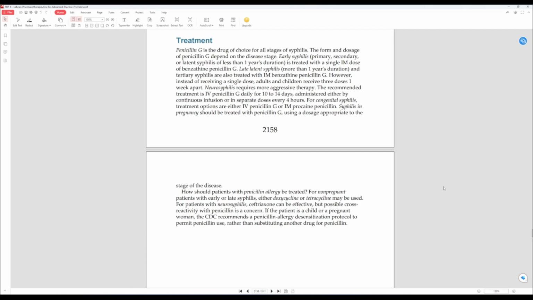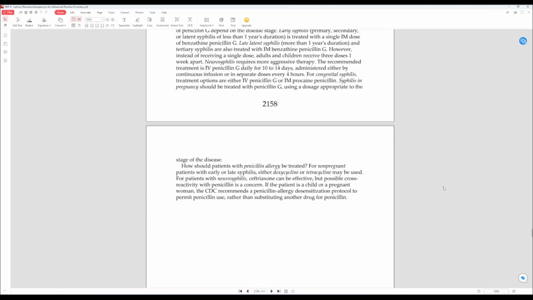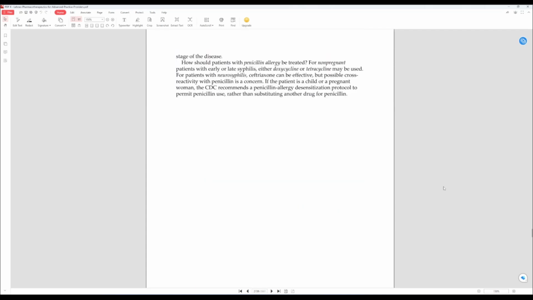For congenital syphilis, treatment options are either IV penicillin G or an IM procaine penicillin. Syphilis in pregnancy should be treated with penicillin G, using a dosage that is appropriate to the stage of the disease. How should patients with penicillin allergies therefore be treated?